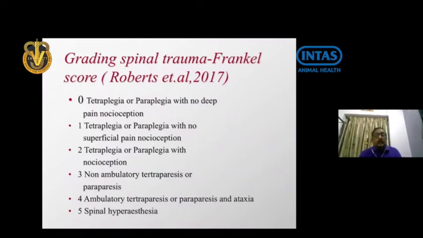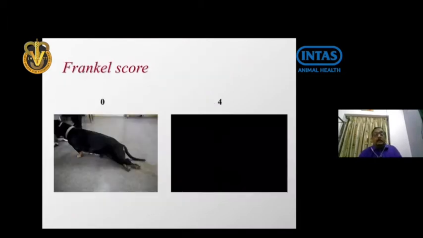So if I'm going to refer it to another specialist and say, look, this dog has Frankel score 2, then you can say this dog is tetraplegic or paraplegic with nociception. That means the dog has got pain. 0 is absolutely no deep pain. 1 is paraplegic or tetraplegic with superficial pain. How would I check my superficial pain? I'll take a little needle and poke the dog, or I'll take an artery forceps and see if there's any pain sensation present. Okay. 3, 4, and 5 are non-ambulatory, ambulatory, and 5 is spinal hyperesthesia. That means some of these dogs will come to you and say, "Oh, my dog has got back pain." So 0 is the worst. 5 is probably the best of the lot. Okay. Now look at this.